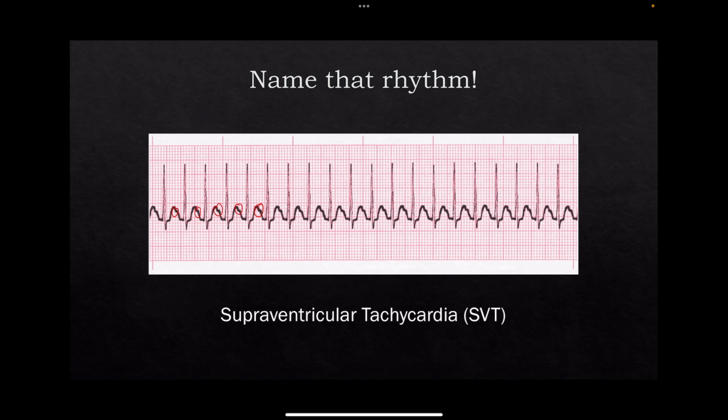And what clues you into thinking this is supraventricular? Narrow QRS complexes.